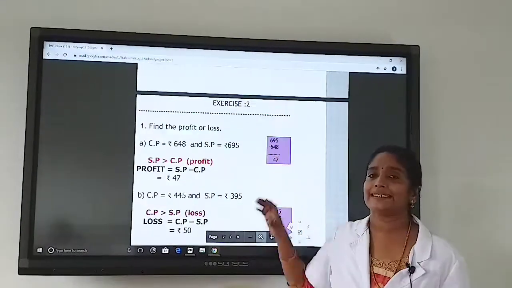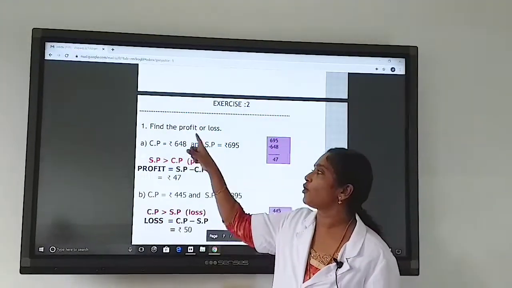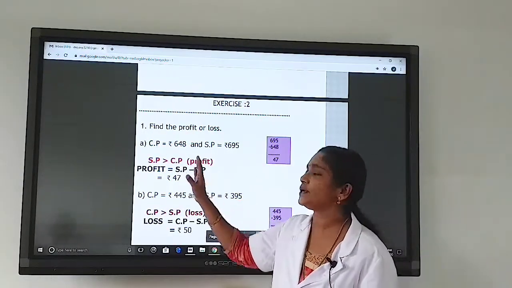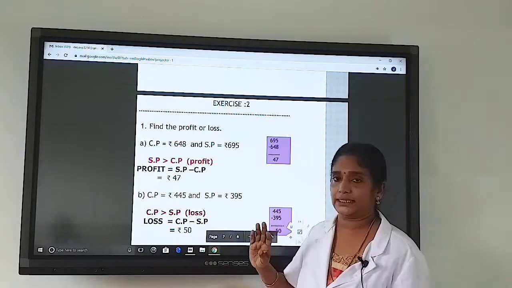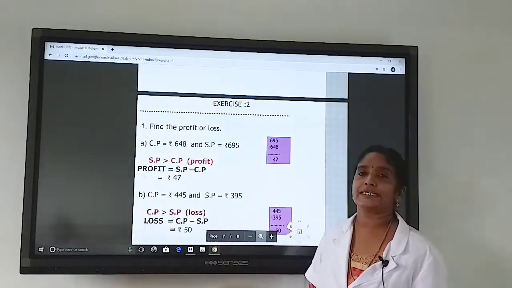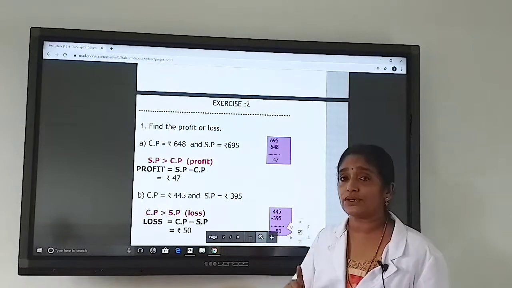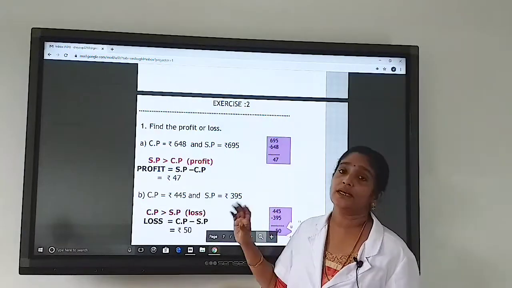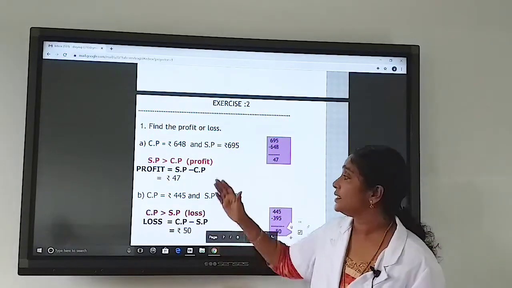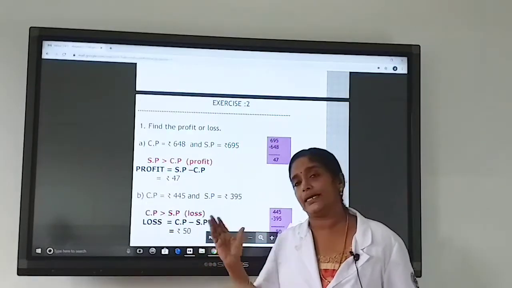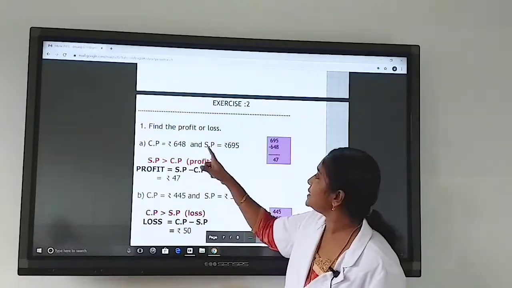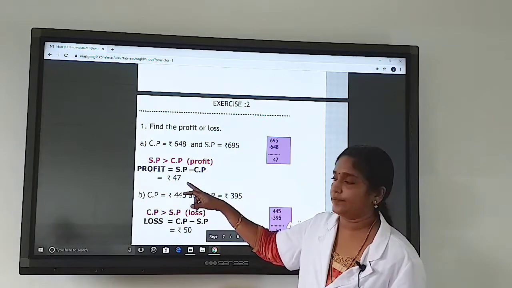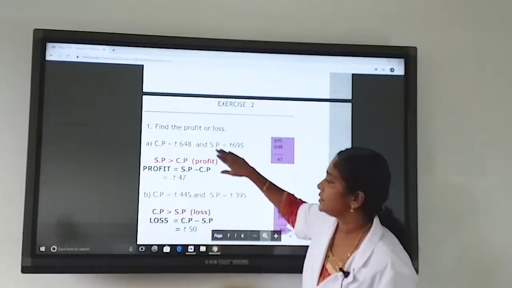Now we can do exercise questions. Find the profit or loss. Cost price equals rupees 648 and selling price equals rupees 695. Here, profit or loss? Here selling price is greater than cost price. So it is profit. What is the profit? Profit equals selling price minus cost price. That is 695 minus 648. That is 47. All of you got it?